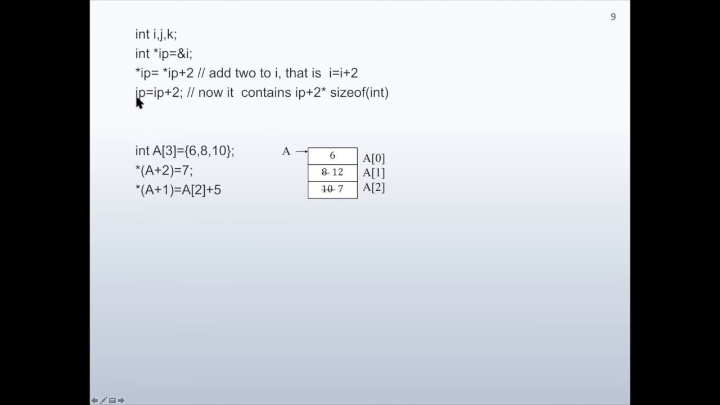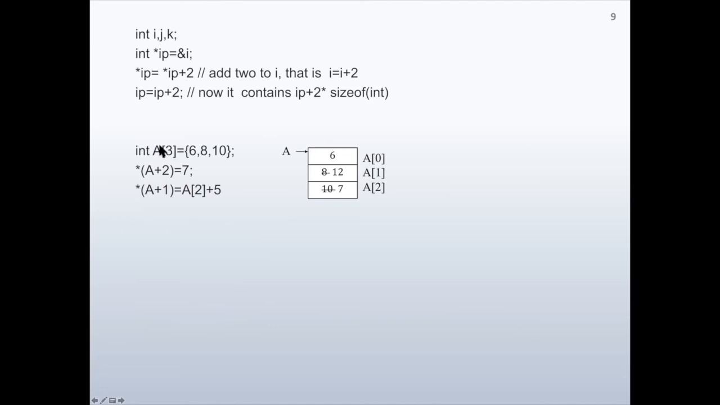However, if we write IP assigned the value IP plus 2, now it contains IP plus 2 times the size of an integer. Consider an array A having 3 elements, initialized with values 6, 8, and 10. So here we have 3 entries in the array, which are 6, 8, and 10 initially.